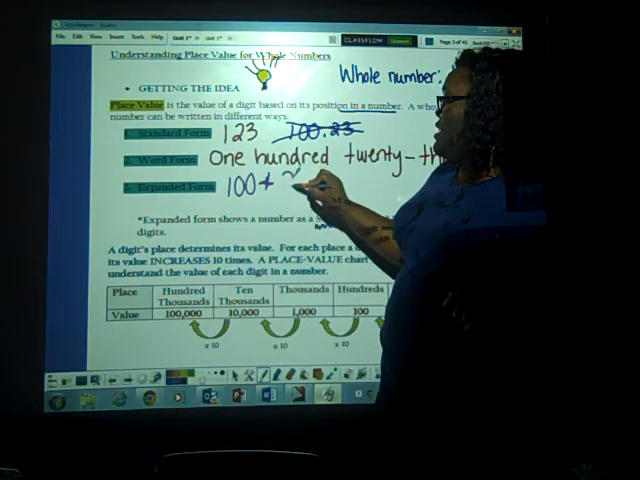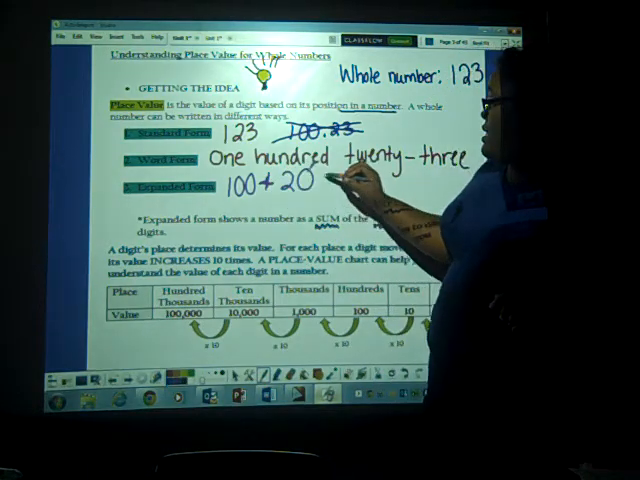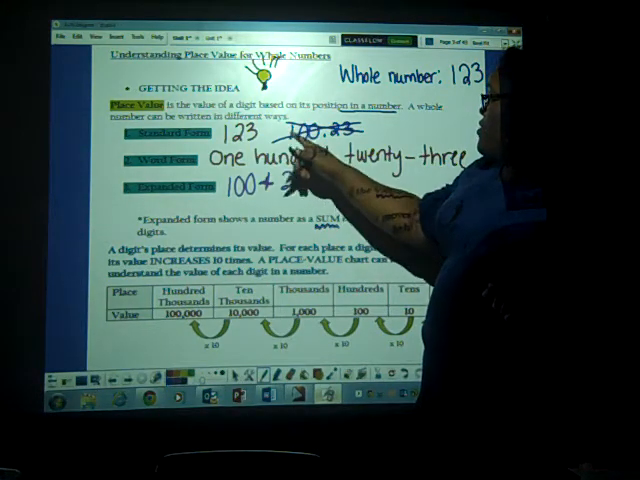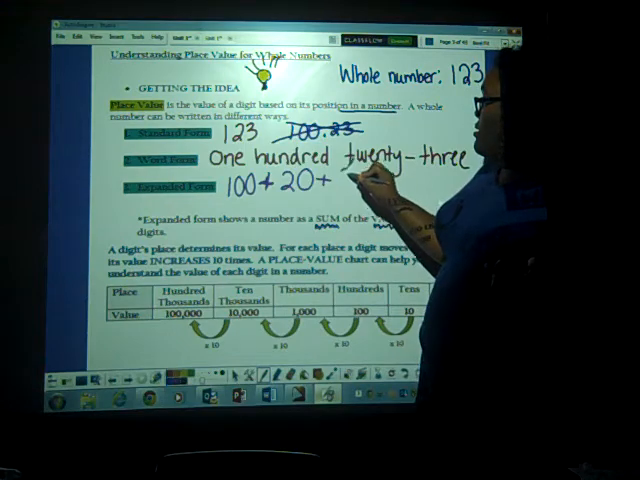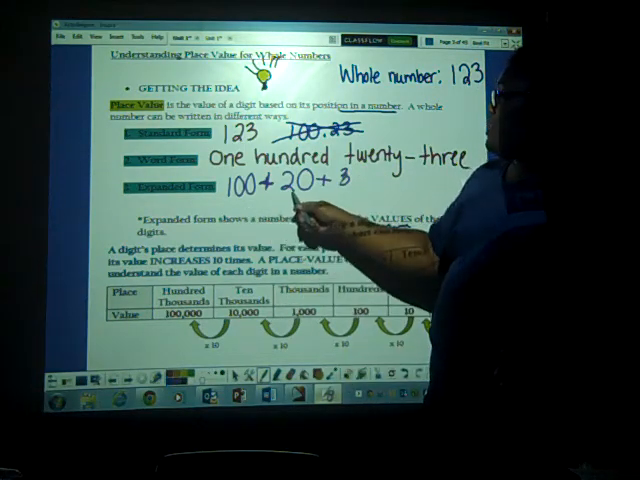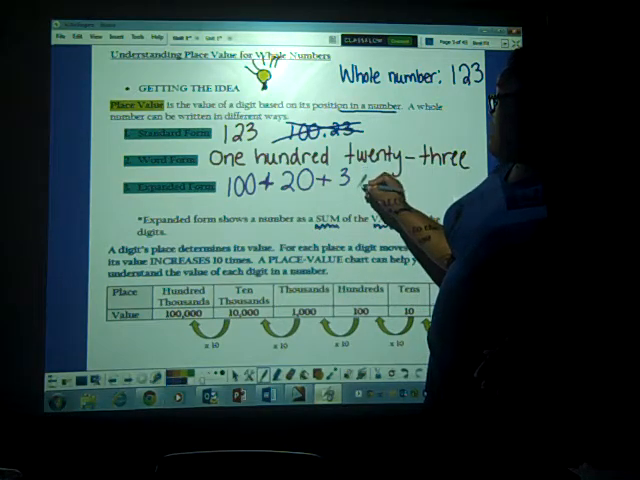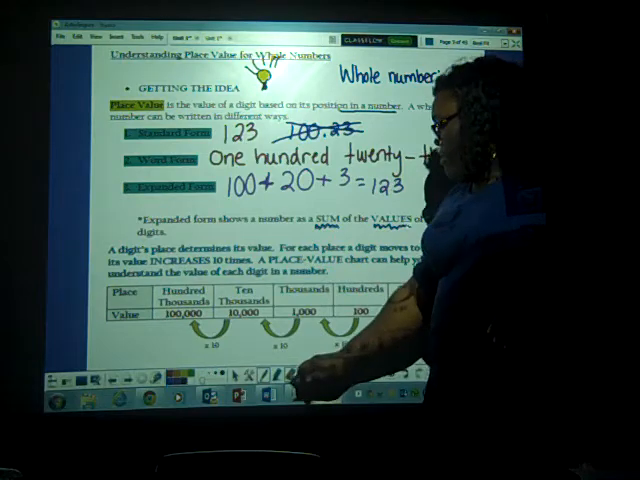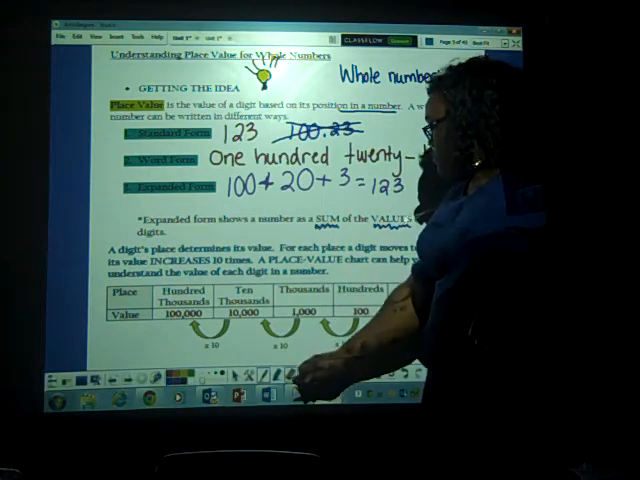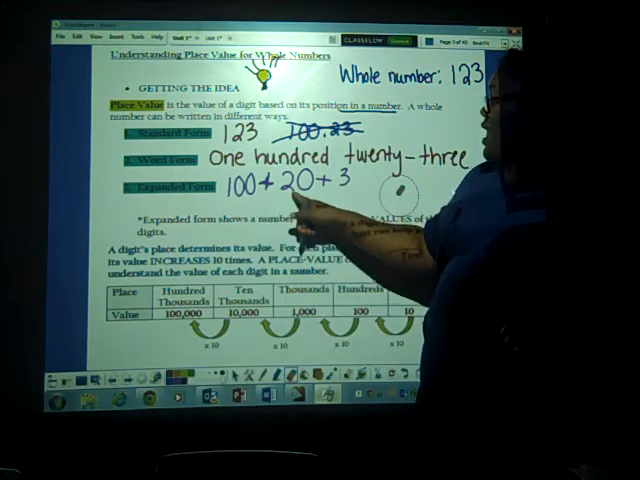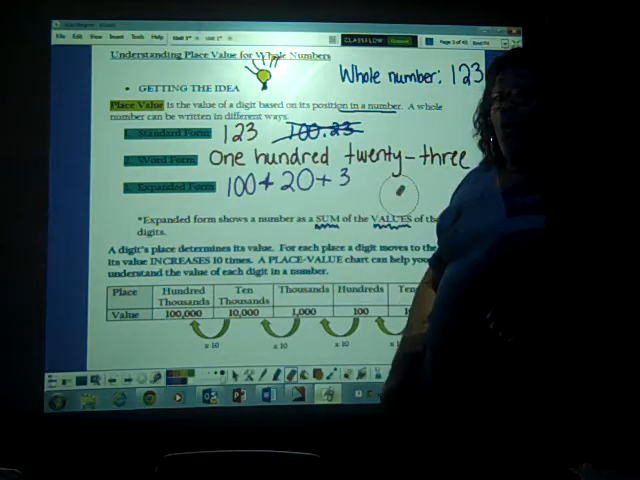The 2 is in what place value? 20. So the value of that 2 is 20. The 3 is in what place value? The 1s. So the value of that 3 is 3. 100 plus 20 plus 3 will give you 123. But we're not adding it up. It's just showing you, when you write it in expanded form, the place value of each of the digits in that whole number.